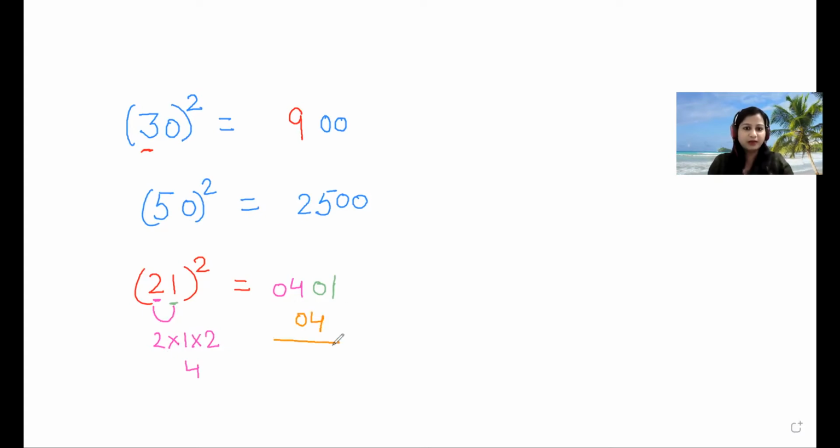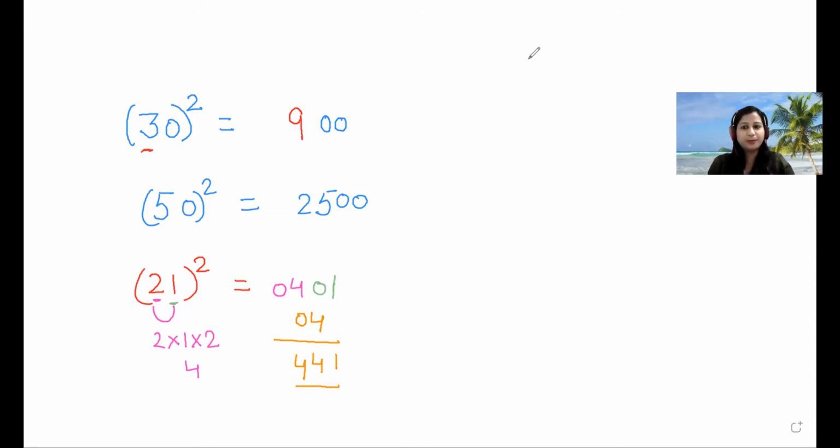Now simply add. 1 directly, same. 0 plus 4 is 4, 4 plus 0 is 4, 0 exactly same. No need for this 0, because if 0 is written before a number, that doesn't make any sense. So 441 is the correct answer. You must know about the square of 21.